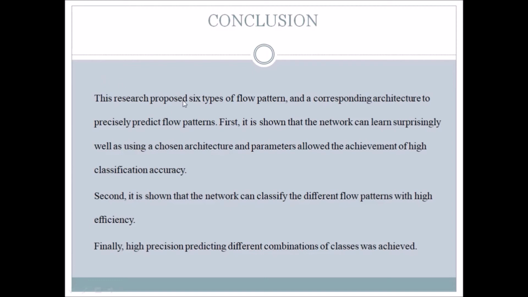Conclusion. This paper is supposed to propose 6 types of flow pattern and a corresponding architecture to precisely predict flow pattern. First, it is shown that the network can learn surprisingly well, as using a chosen architecture and parameters allows the achievement of high classification accuracy. Second, it is shown that the network can classify the different flow patterns with high efficiency. And finally, high precision predicting different combinations of classes was achieved, or is going to be achieved, from this research.